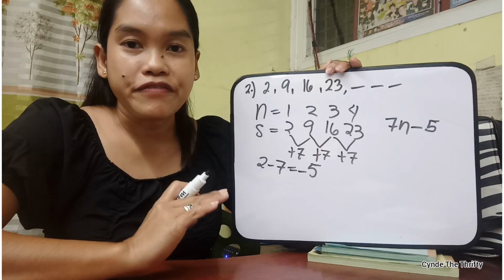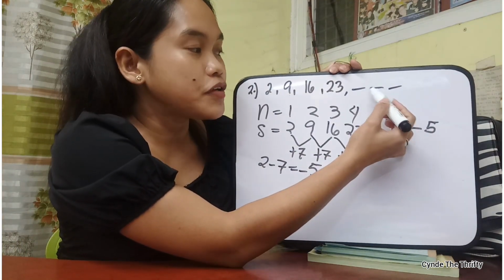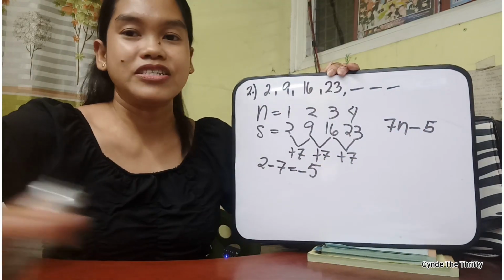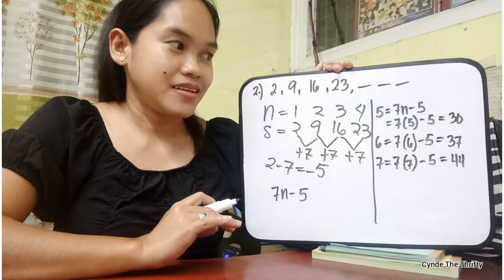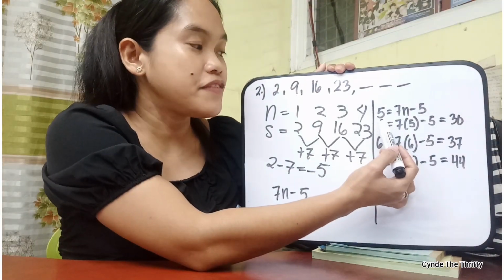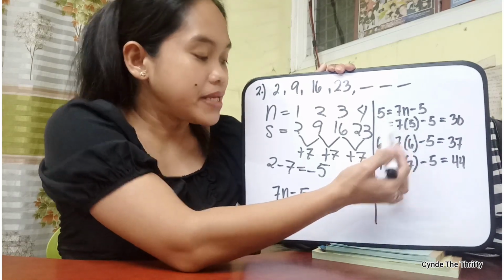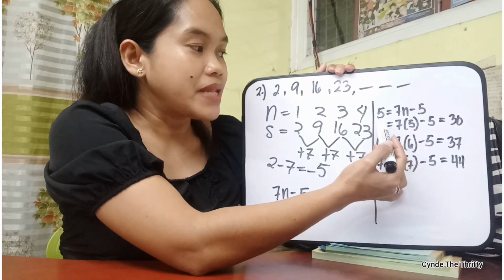Ito na yung nth rule natin: 7n minus 5. Itry natin gamitin itong ating nth rule para hanapin ang ating 5th term, 6th term, 7th term, or 100th term, 200th term. Itry natin siyang isolve gamit ang ating nth rule. I-check natin kung tama ba yung ating nth rule. Meron tayo dito pang 5th term, 6th term, and 7th term.